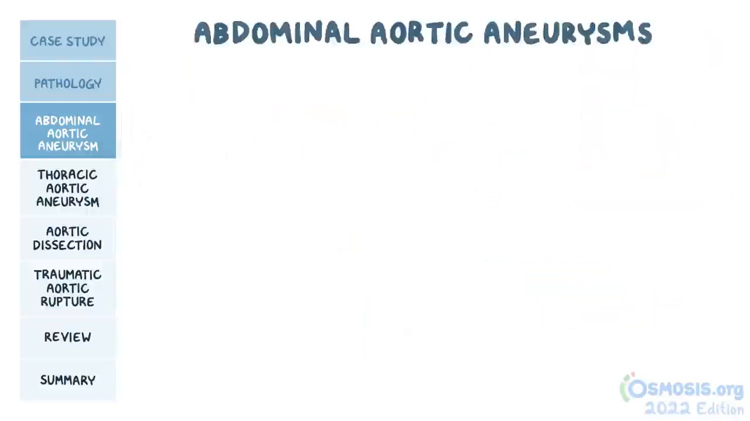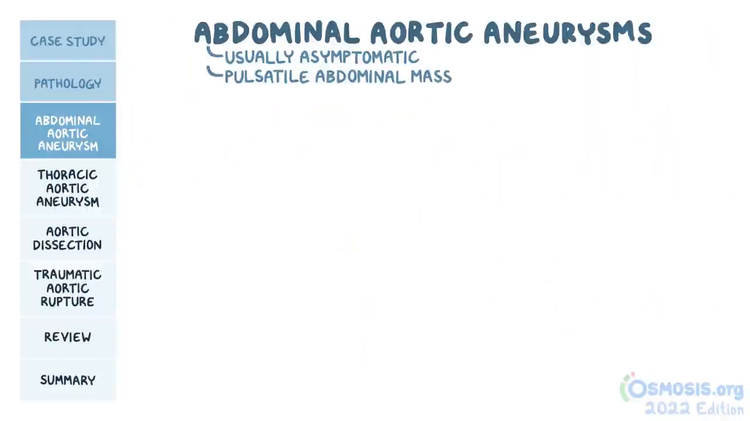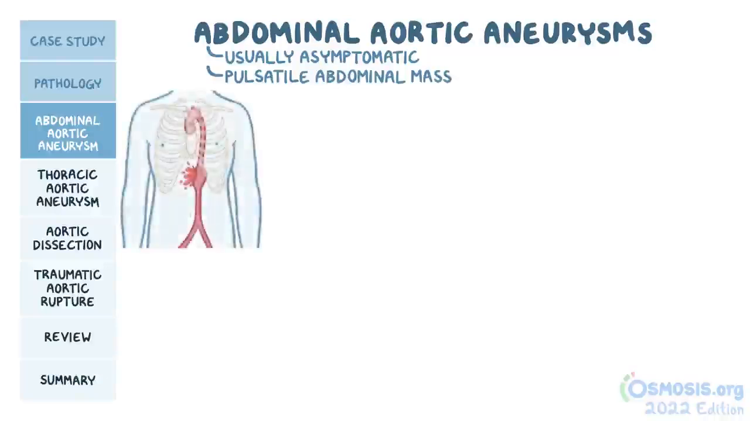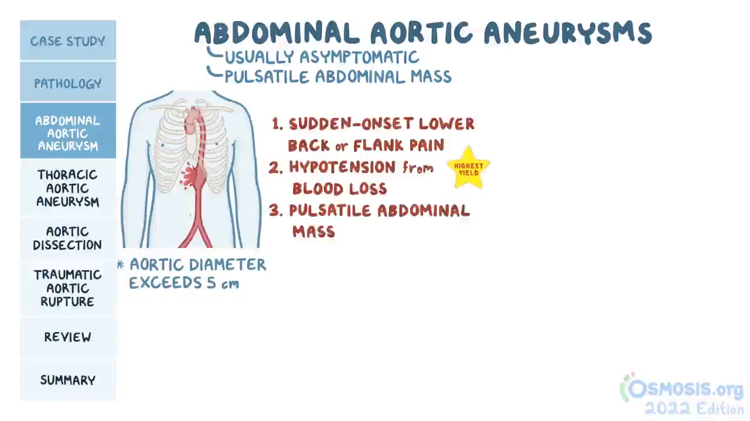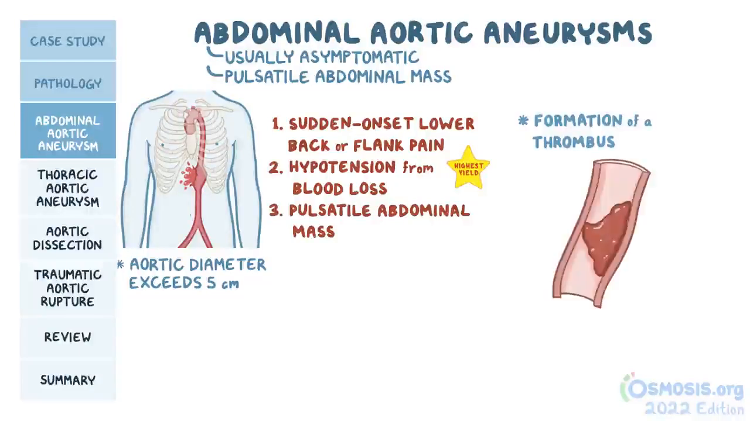Now, abdominal aortic aneurysm is usually asymptomatic, but sometimes a pulsatile abdominal mass may be detected on physical exam. The most worrisome complication of AAA is rupture, which is more likely to occur when the aortic diameter exceeds 5 centimeters. It presents with a triad of sudden onset lower back or flank pain, hypotension from blood loss, and a pulsatile abdominal mass. Your exams will often not give you all 3, because in real life it's rare for the entire triad to appear. Other complications include formation of a thrombus, which could embolize to distal sites like the limbs or the renal arteries.